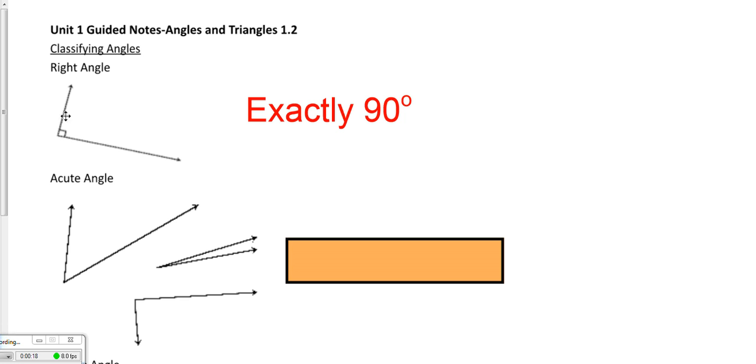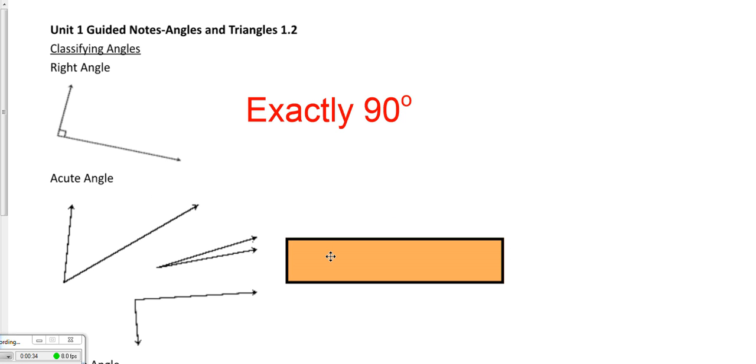You'll notice you have two lines here, or two rays technically in this sense, two rays that intersect at a 90 degree angle. That has a little box there. That means 90-degree angle there. They are perpendicular to each other. They make a right angle.